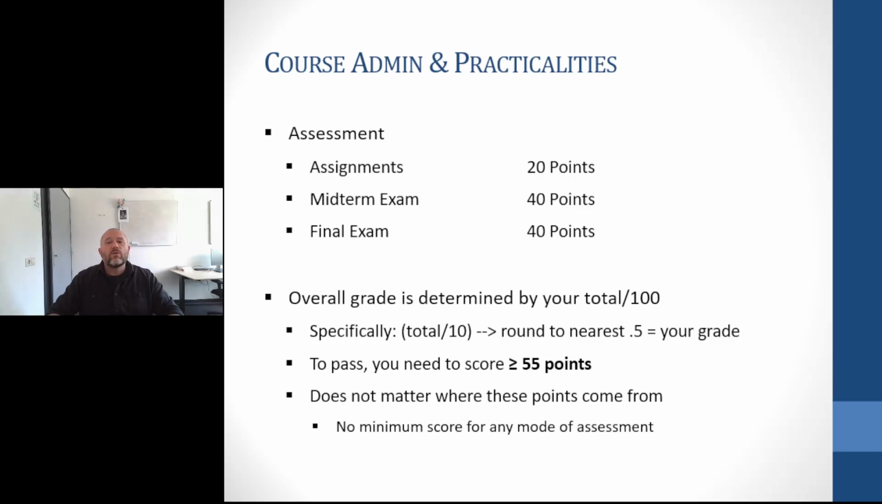Notably, I do not care where these points come from. That is, there's no minimum score for any mode of assessment. You can get a perfect score on the midterm exam, do all the homework, get a 0 on the final, and still pass this class. Conversely, you can do all the homework, get a 20 out of 40 on the midterm, and a 20 out of 40 on the final. That's 60 points. That's a pass. Of course, I want you to do more than pass. I hope you want to do more than pass, but it's always good to know what the minimum is.